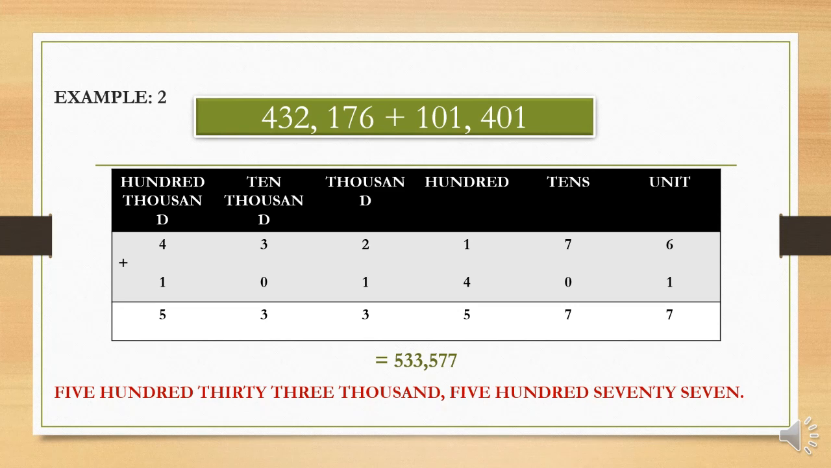Write the unit figure below the unit, tens below the tens, thousand below the thousand, and so on. We will sum all the columns starting from the unit side. At the unit column, 6 plus 1 equals 7, and at the tens column, 7 plus 0 equals 7. At the 100 column, 1 plus 4 equals 5. At the 1000 column, 2 plus 1 equals 3. At the 10,000 column, 3 plus 0 equals 3. At the 100,000 column, 4 plus 1 equals 5.